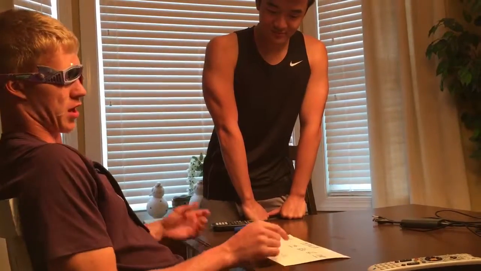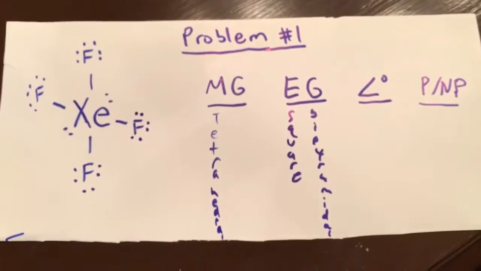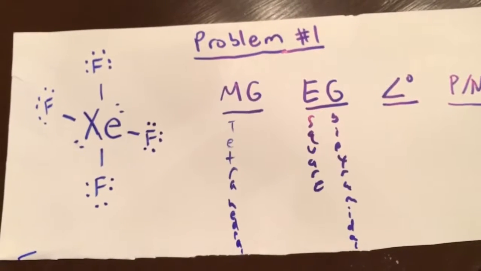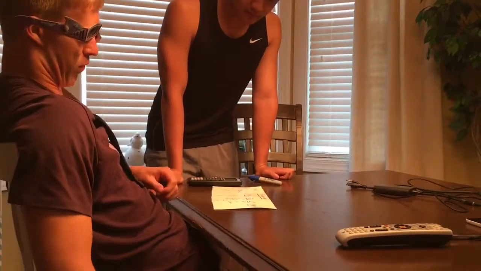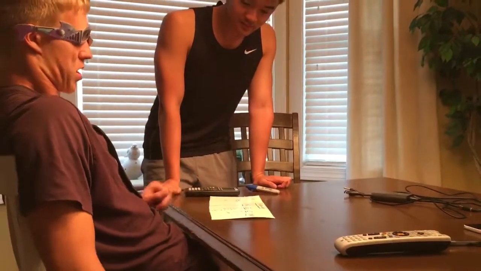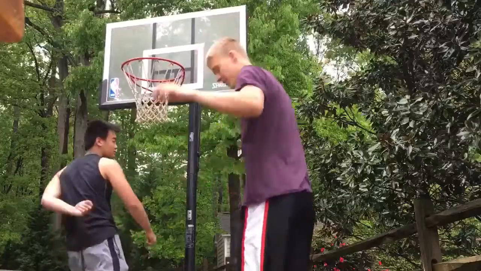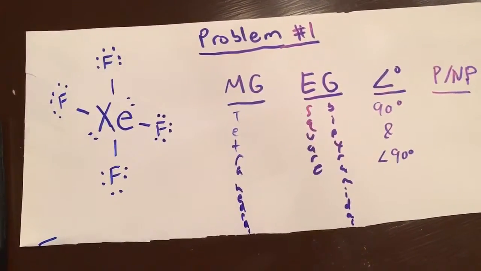So, is the bond angle 20? No, Billy, the bond angle is actually 90 in terms of the axial fluorines with the equatorial lone pairs and the equatorial fluorines. So, can I make the assumption that this thing is polar? So what Billy fails to see is that there is an unequal distribution of electrons on this Lewis structure, making it very polar.